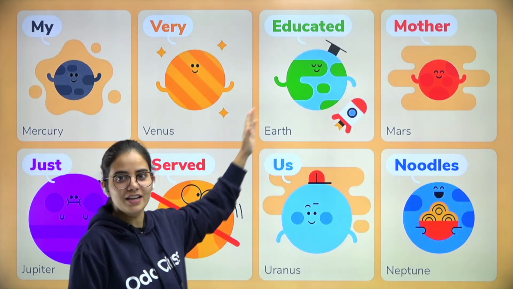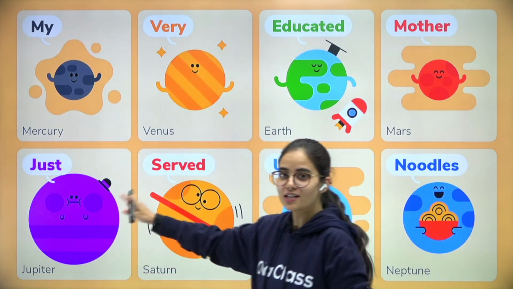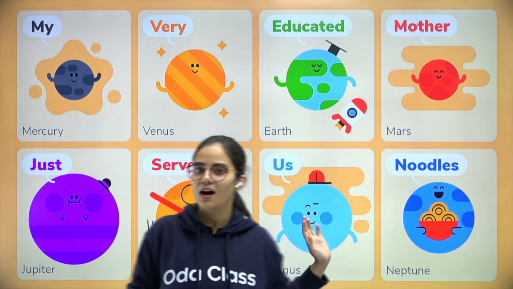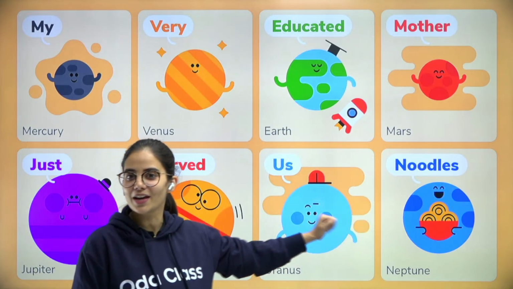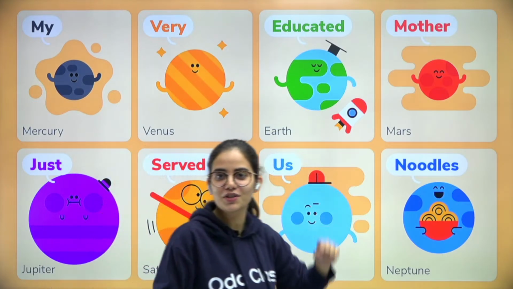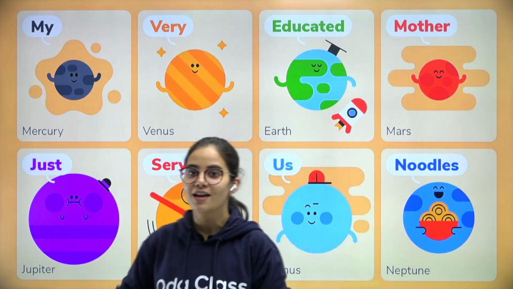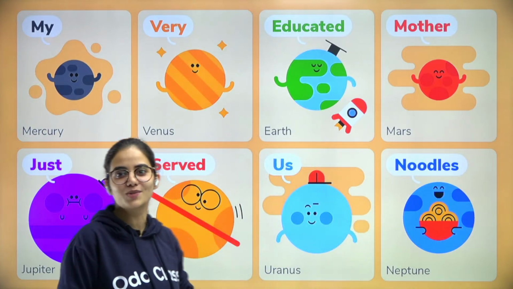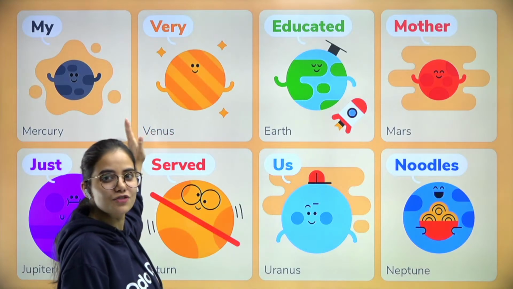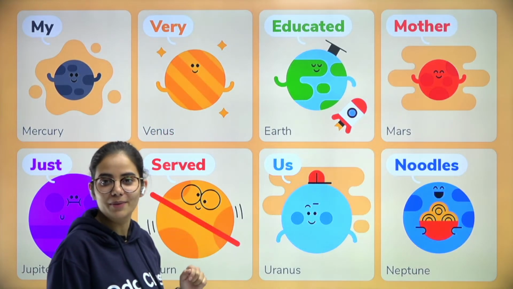My very educated mother, what is that? Just served us noodles, right? What is it? It sounds interesting. My very educated mother just served us noodles. Now, see the first letter of all these words. M. It starts with M here in "my." So M is for planet Mercury, right?